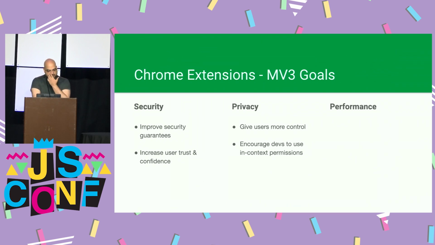So for privacy, we want the user to have more control over what sites an extension is executing on. And part of that is going to be a shift in, or trying to encourage developers to shift, how they expect their extensions to run. Rather than passively running all the time, we want extensions to move to a model where they're running in response to user action. So the user is ultimately the one that's in control.